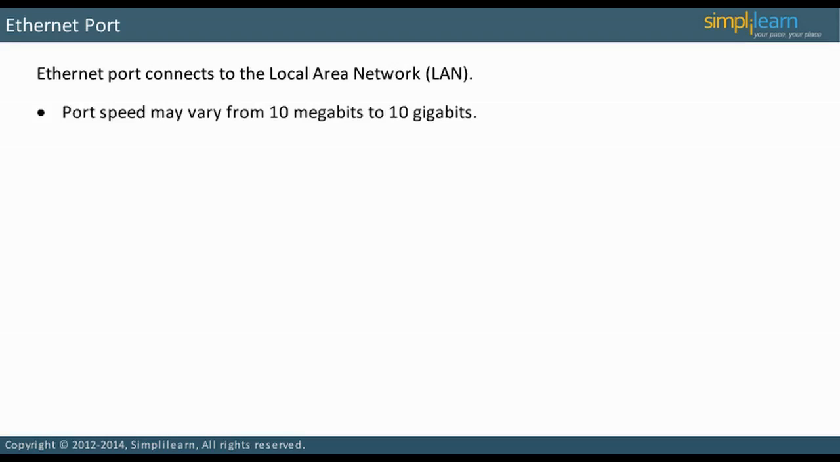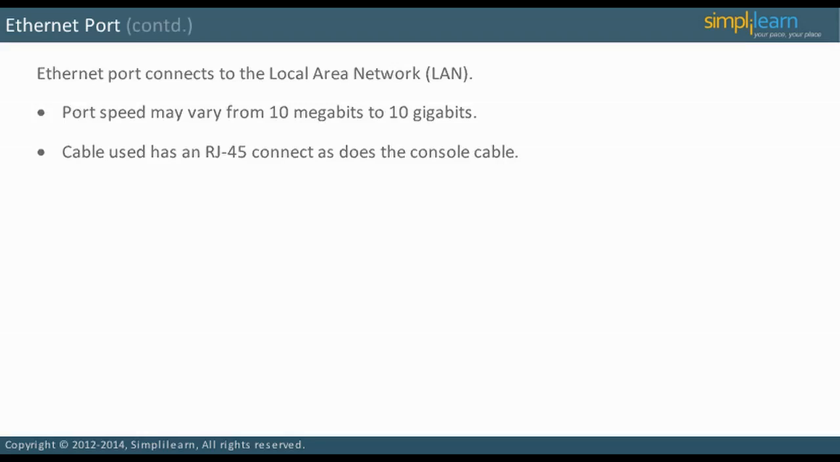The port speed may vary from 10 megabits per second to 10 gigabits per second. Cisco has interface cards that provide 10/100 capability and can use full or half duplex. Ethernet cables use an RJ45 connector, which is the same connector that is used for console cables. However, the pinouts are different. Let us continue our discussion on Ethernet ports in the next slide.